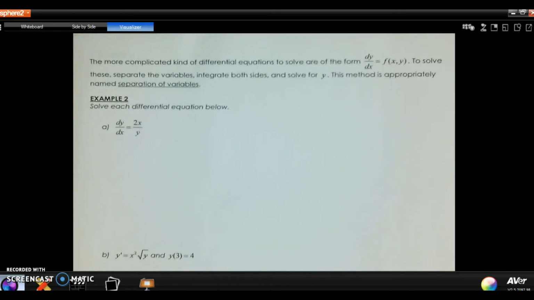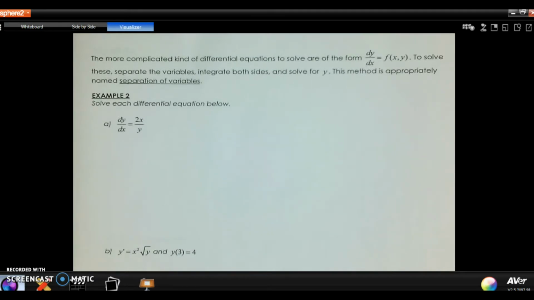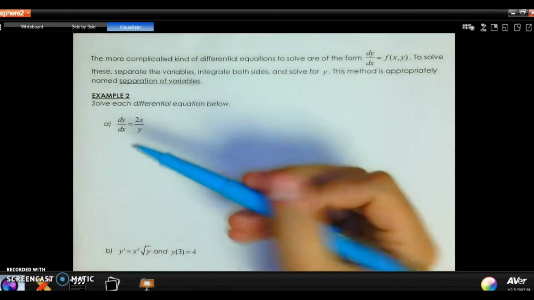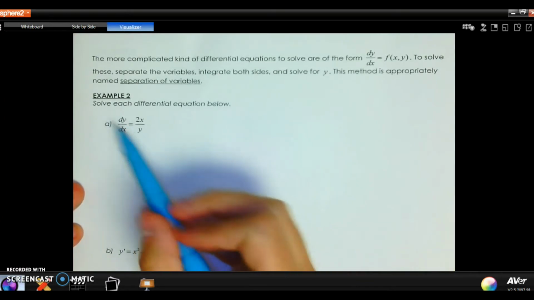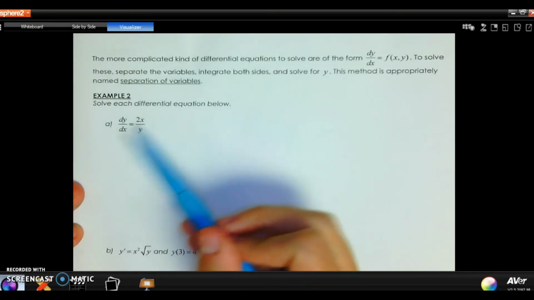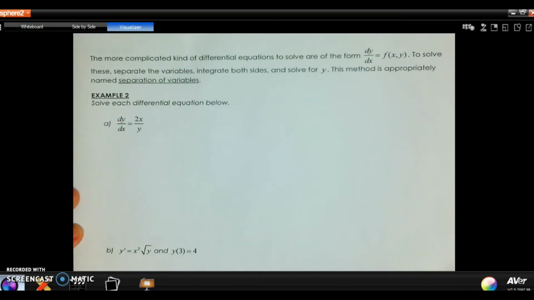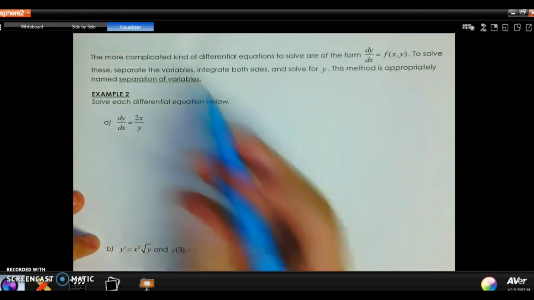So you can tell right away just by looking at this example that you have an x and a y, okay? So right away that kind of says, that one's different, and you're going to have to use a technique called separating the variables. Now, you have a dy and a dx, so your goal here is to get it so that your y's are with your dy and your x variable stuff is with your dx, because then we're going to integrate both sides.